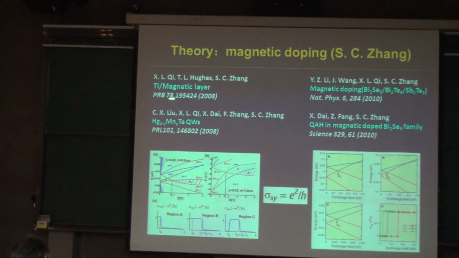As you can see in this PRD paper, they used a topological insulator magnetic interface heterostructure. Later, in the same year, they proposed the idea of using magnetic doping in the two-dimensional topological insulator mercury telluride quantum well structure. Two years later, they also studied the magnetic doping property in these three compounds. Later on, together with Zhang and Bi2Te3, they really studied this system, and the quantum anomalous Hall effect can appear in this magnetically doped Bi2Te3 family.